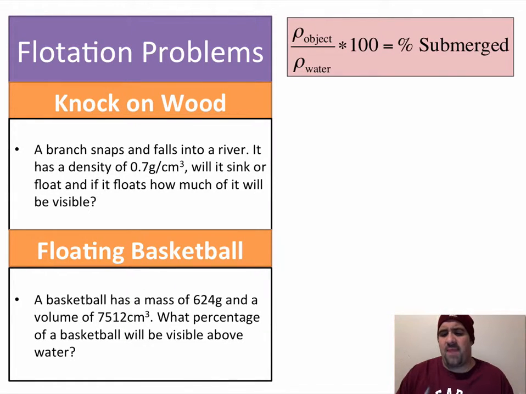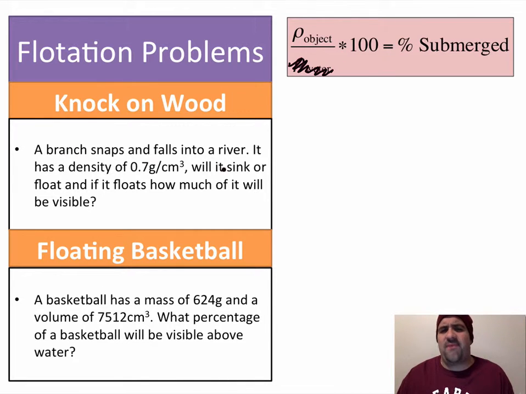So we have two problems here. We're going to do both of these problems just to make sure we understand this. Again, we are simply taking the density of the object and dividing it by the density of water. The density of water is 1, so for practical purposes, if we're not dealing with salt water or some other weird substance, we can cross this off. We can just take the density of the object and multiply it by 100.